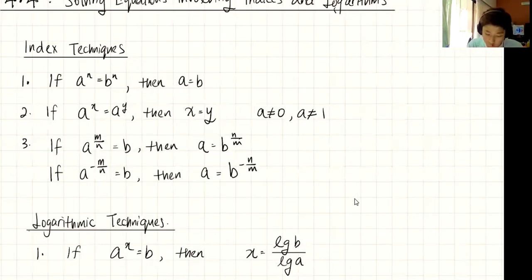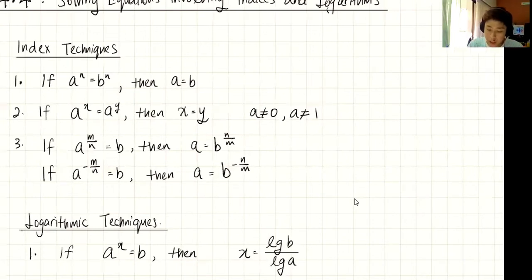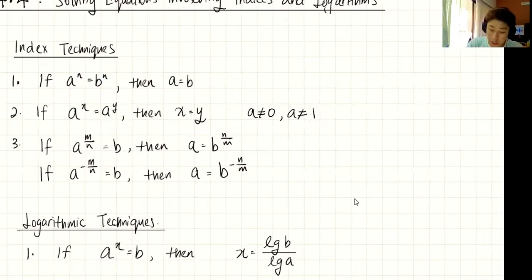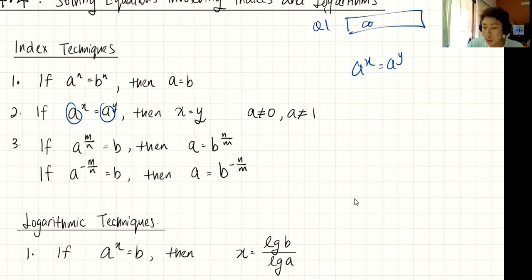So for number 2, the technique number 2 is that just now we have same power, same index. It can also be applied when you have same base. When you have same base, a to the power of x is equal to a to the power of y. For example, they give you a very complex question, I don't know what it is. Then you manipulate such that you get this thing.